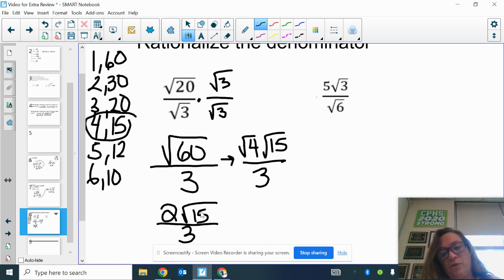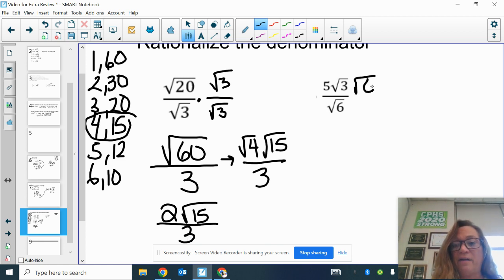Now, I know a lot of you want to do 15 divided by 3, but you can't. The 3 is not under a radical. So you can only do radicand with radicand. So the 3 cannot be divided into the 15 because the 3 is not under a radical sign.